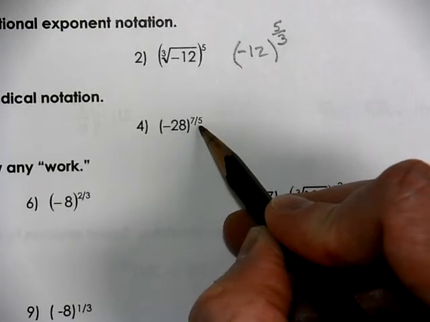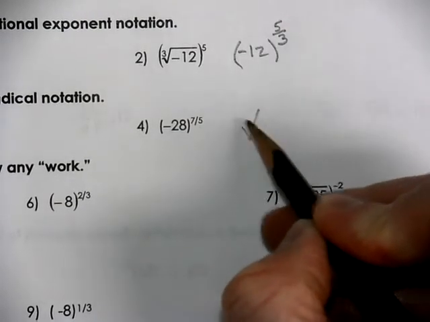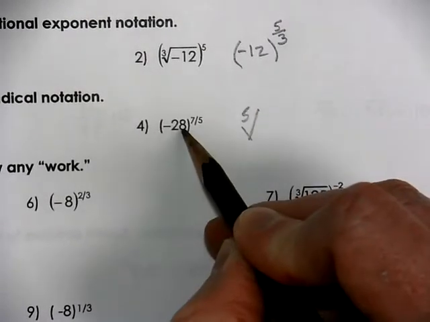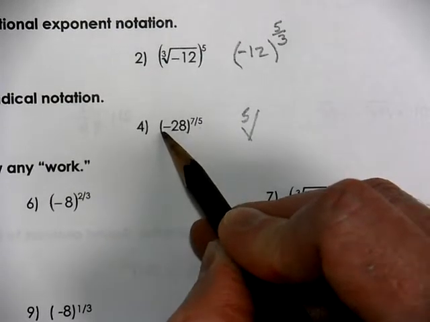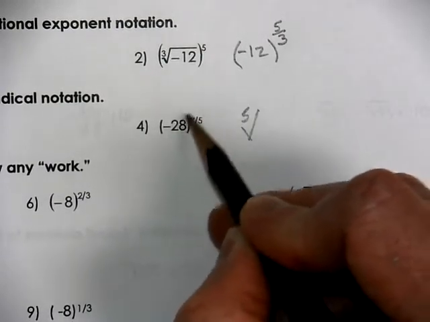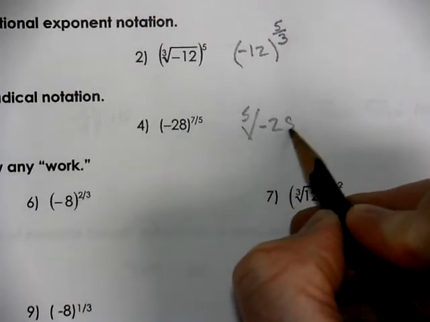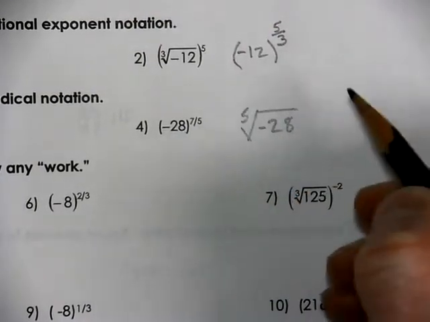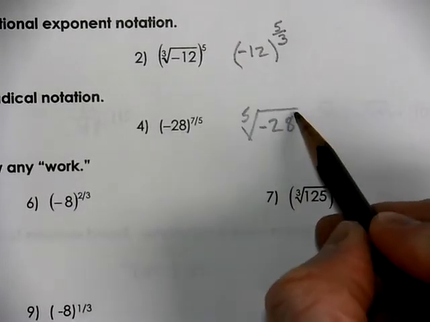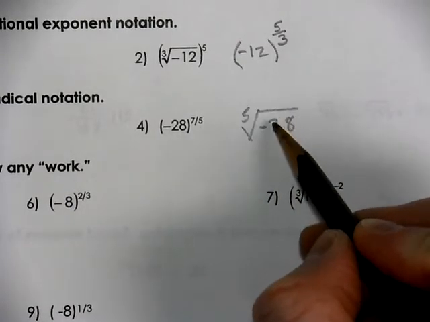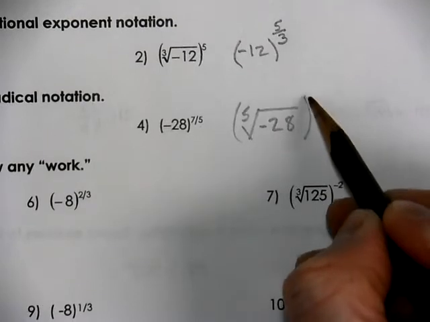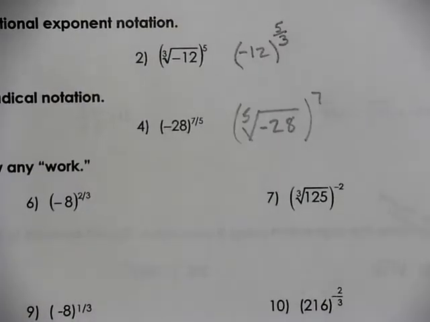Here, our denominator is a 5. The negative 28 is inside the parentheses, being affected by the rational exponent, so it goes inside the radical. Now you can place the 7 on the inside of the radical, or you can place the 7 on the outside of the radical.